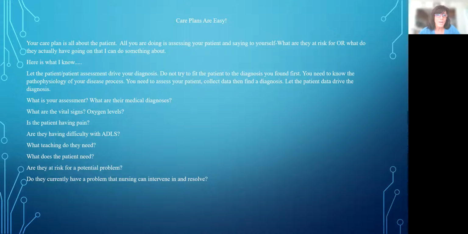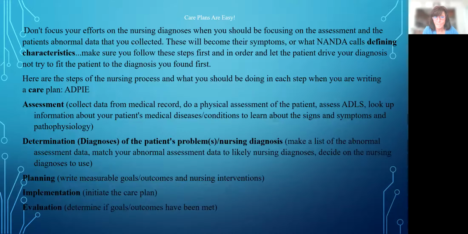Okay, so the patient assessment is what drives what you do. You don't come up with a diagnosis and go, well, I know, risk for falls, let me see, is this patient at risk for falls? It's the other way around, right? So what's your assessment of your patient? What's their medical diagnosis? How are their vital signs? How's their oxygen? Is there pain? How are they with ADLs? Do they need teaching? What do they need? Are they at risk for a potential problem, or do they currently have a problem that you can independently resolve?